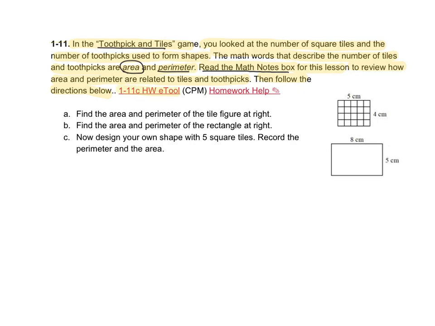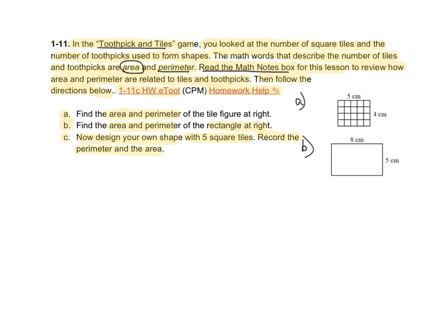Okay, you can also use the e-tool, so you could do that lesson and follow the prompts of the teacher to see how you're gonna show that information or your work if you're gonna use the e-tool. And you can always click on the link and get the homework help. So directions for A: find the area and the perimeter of the figure at the right. B is the same. Find the area and the perimeter of the rectangle at the right. In letter C, design your own shape with 5 square tiles. Record the perimeter and the area.